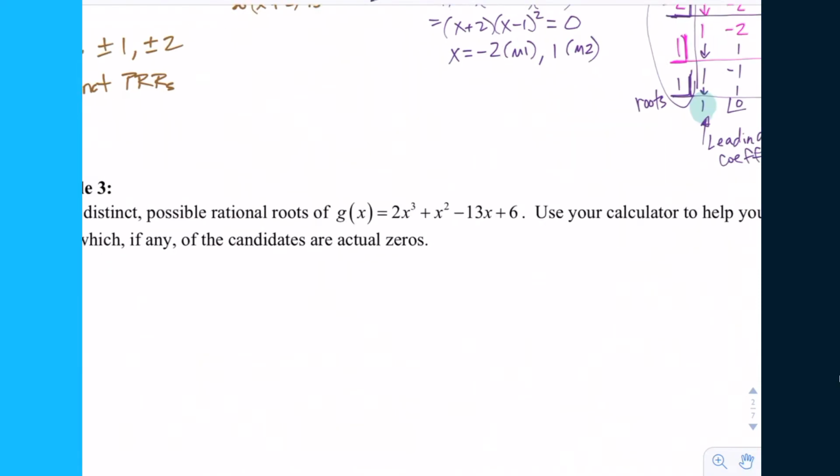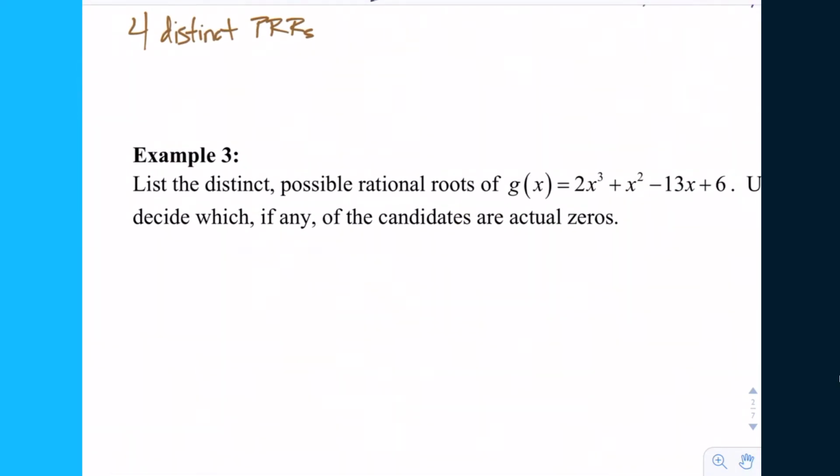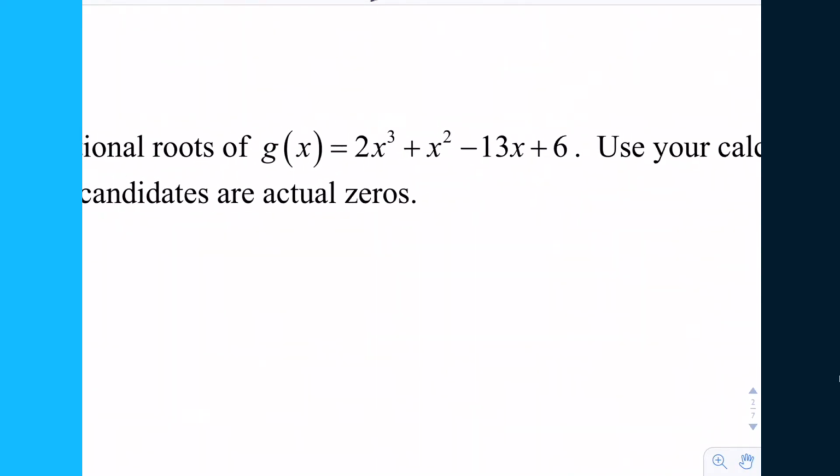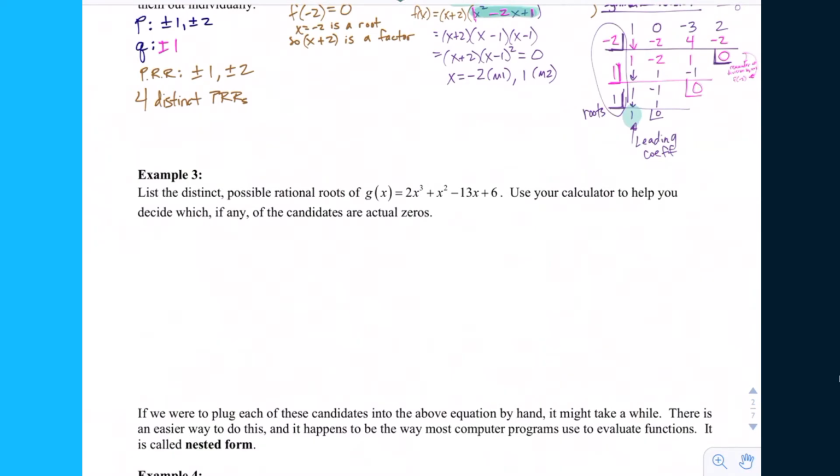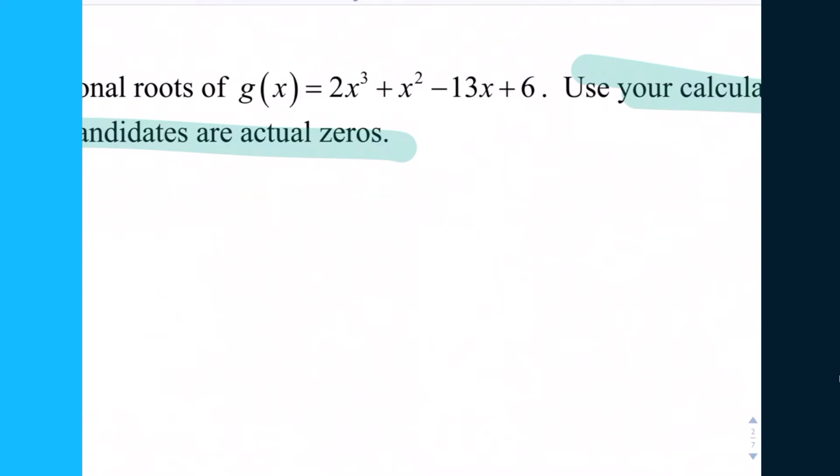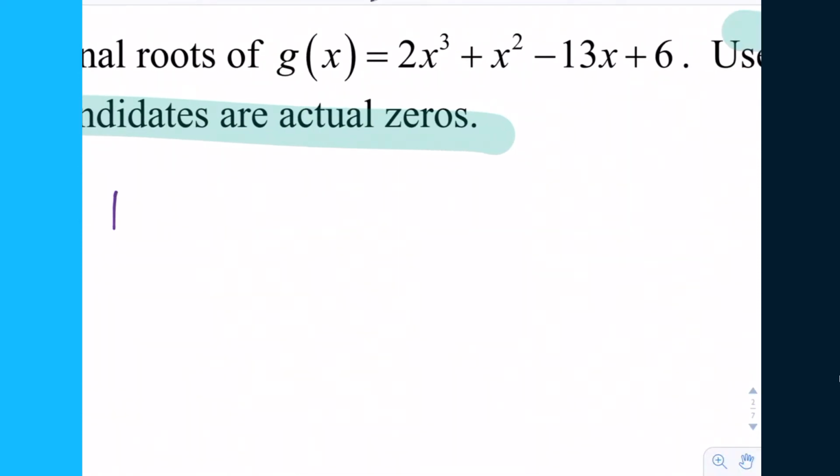All right, let's try it out on the next one here. We'll go a little bit faster now. Example 3. This is more like your quiz here. List the distinct possible rational roots of g of x. Okay, and then it says to use your calculator to decide. We're not going to do that, because that takes the fun out of it. All right, first things first. The function's name is g. It's in descending order, so I write my p and q. P is the factors of 6, so that's plus or minus 1, plus or minus 6.